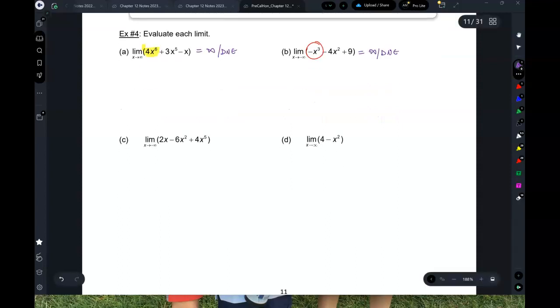Here we go. Leading term is which one? 4x to the 5. As x approaches negative infinity, who says the answer to this is positive infinity? Who says it's negative infinity? Negative infinity for sure. Here we go. 4 minus x squared, right? So negative infinity as well.